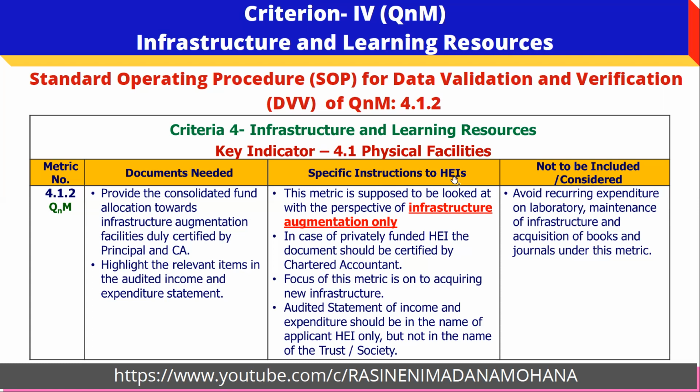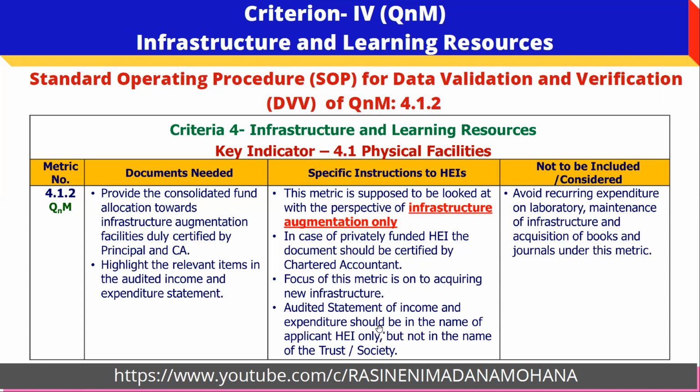Then what are the specific instructions to be followed by the institutions? This metric is to be looked at only from the perspective of infrastructure augmentation. Only infrastructure-related items can be included. In the case of privately funded institutions, the document should be certified by a chartered accountant. The focus of this metric is on acquiring new infrastructure, not maintenance, only new construction, new things.